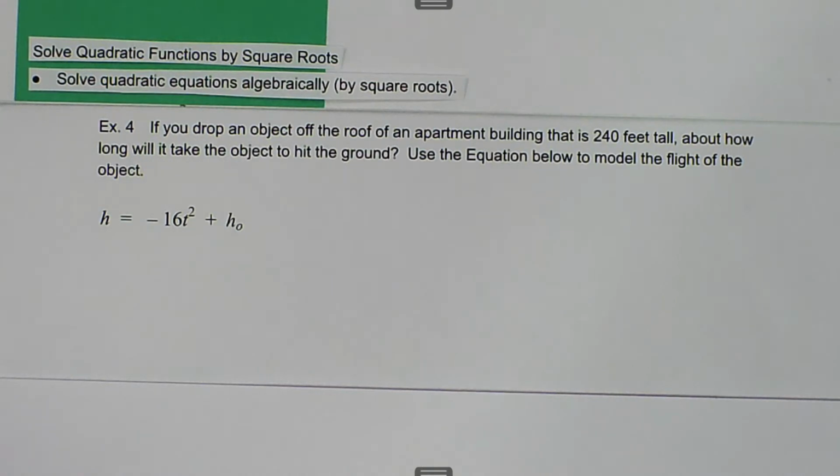We want to solve quadratic functions by square roots, and we want to solve quadratic equations algebraically by square roots. So here we have example 4. If you drop an object off the roof of an apartment building that is 240 feet tall, about how long will it take the object to hit the ground? Use the equation below to model the flight of the object.